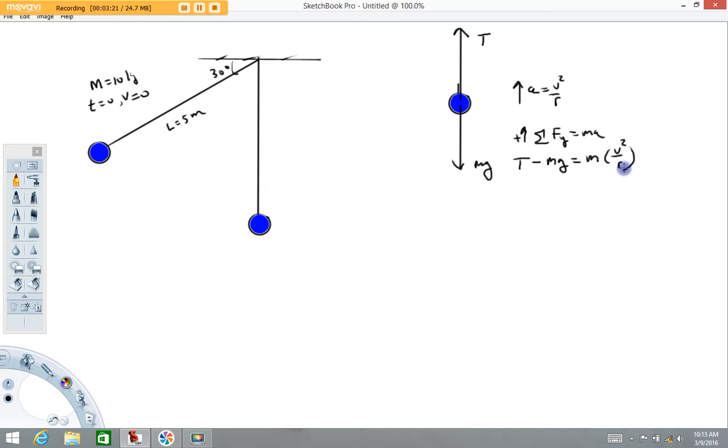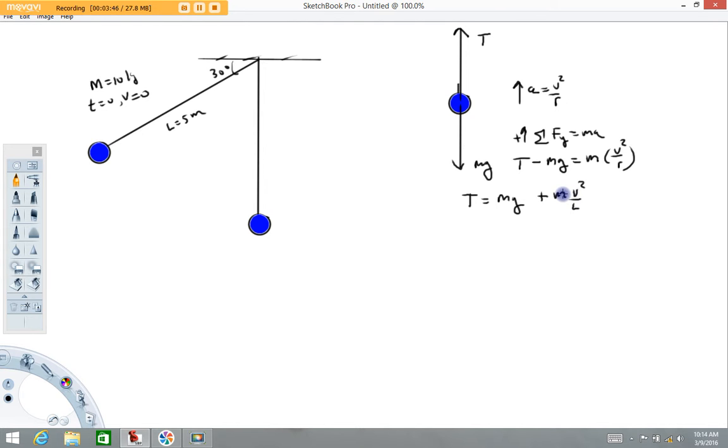I'm trying to find the tension. It's a pretty easy algebra problem. The tension is going to equal mg plus mv squared over r. Now the r and the length of the rope are basically the same thing, so I'm going to put L where the r was. As I look at this, you'll notice that the tension is larger than mg by this factor, mv squared over L. And we're going to need the v.